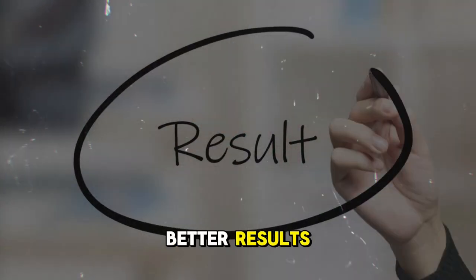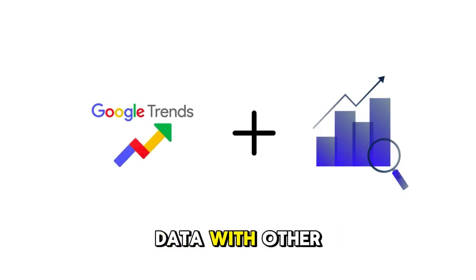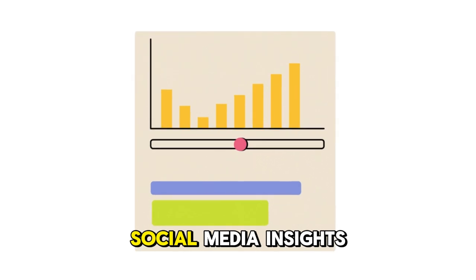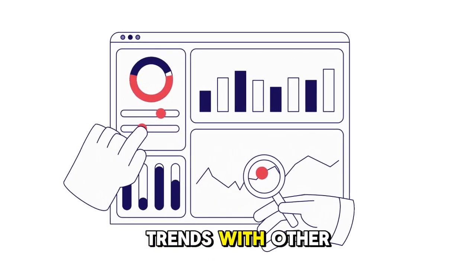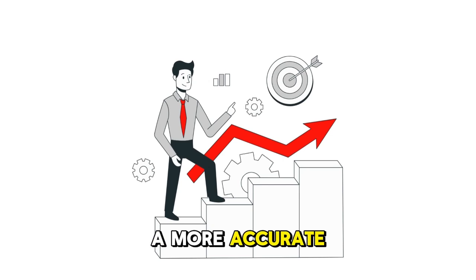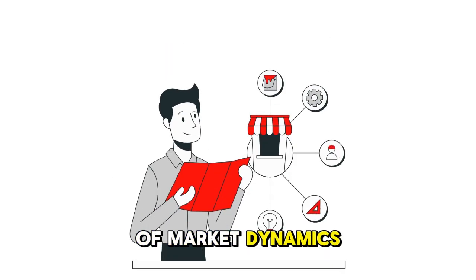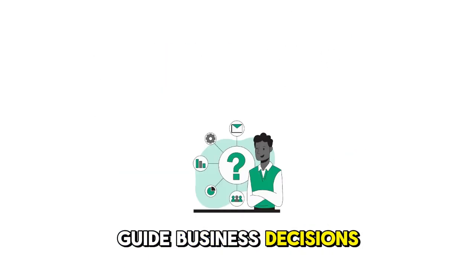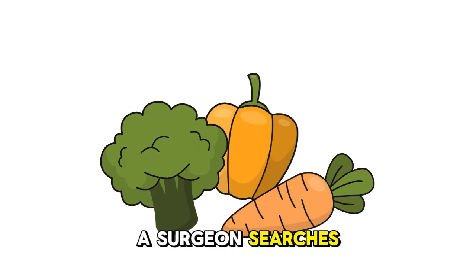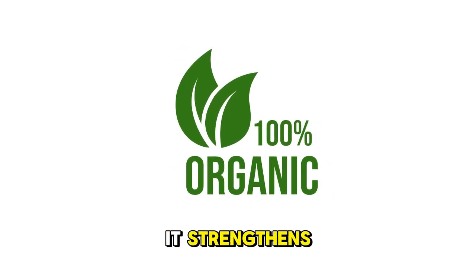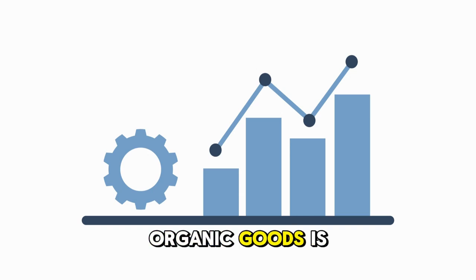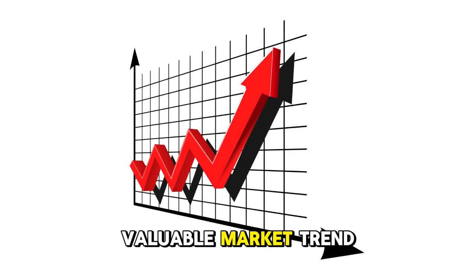To get even better results, combine Google Trends data with other sources like sales data, social media insights, or economic indicators. By integrating Google Trends with other tools, businesses can get a more accurate and comprehensive view of market dynamics, which can help guide business decisions. For example, if you see a surge in searches for organic food along with increased sales figures for organic products, it strengthens the case that the demand for organic goods is increasing, making it a valuable market trend to capitalize on.